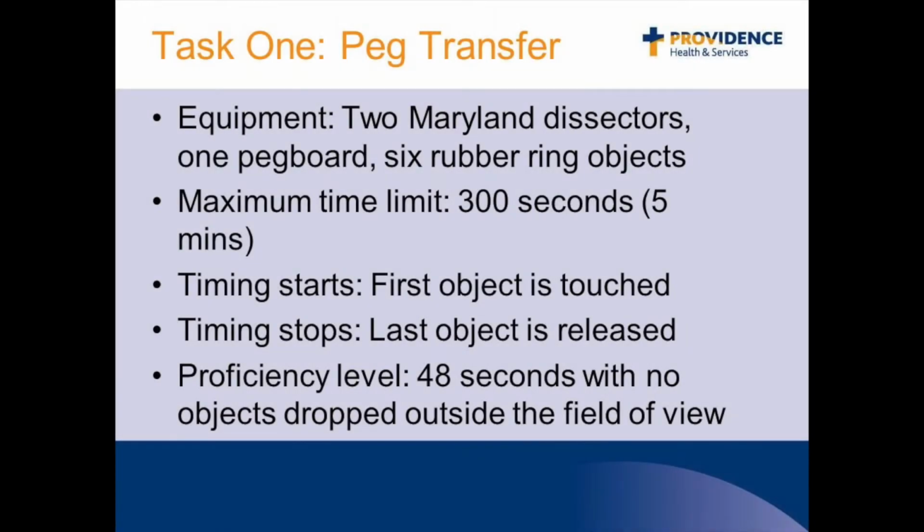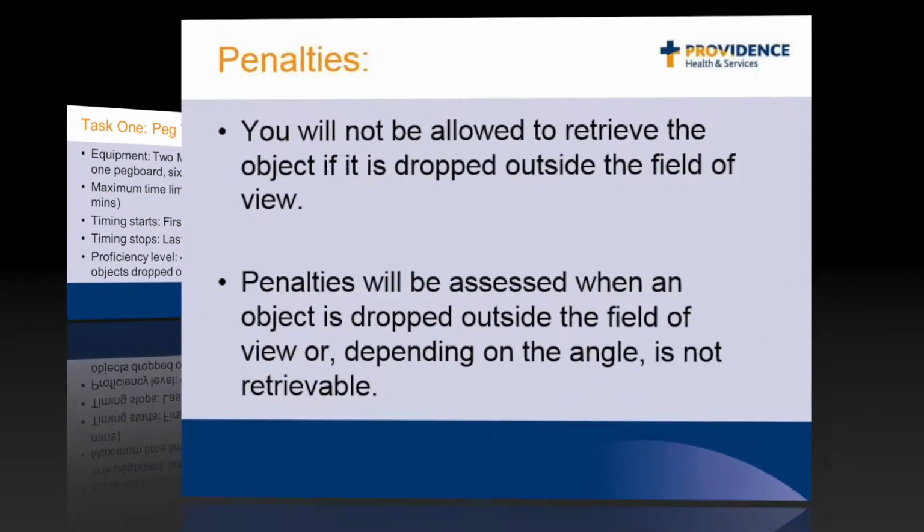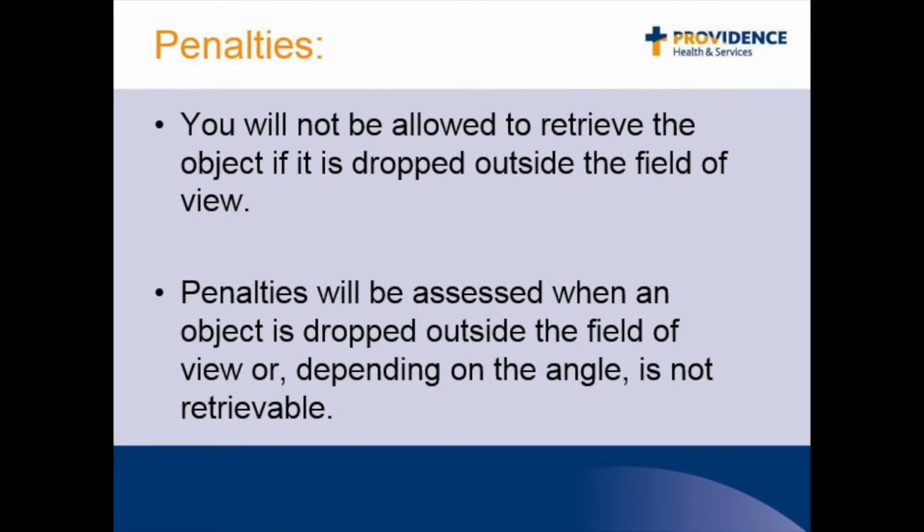Maximum time allowed is 300 seconds for this task. Timing starts when the first object is touched and stops when the last object is released. Proficiency level is 48 seconds with no objects dropped outside the field of view. If the peg is dropped outside the field of view, you will not be allowed to retrieve it.